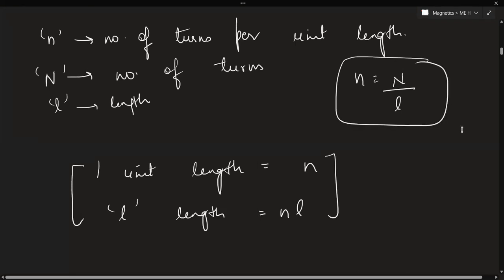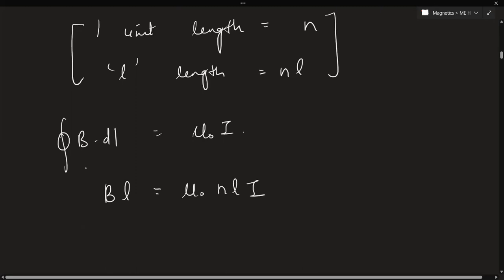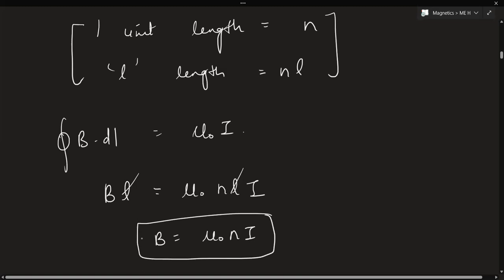So B dot DL will be equal to what? Now let's match it. B dot DL is equal to mu naught times the current enclosed. B dot DL, we have received it as BL, mu naught. Now current won't be I. This is current for a single turn. For this much turn and for this much length, current will be nL into I. L gets cancelled, B becomes equal to mu naught n i. Remember this. This is a very important formula, and this derivation is also very easy.